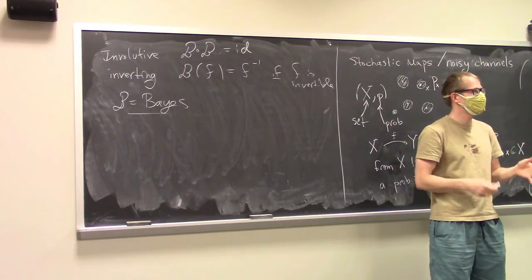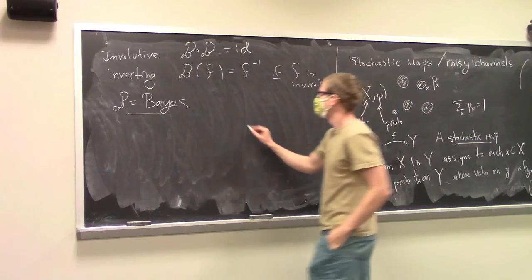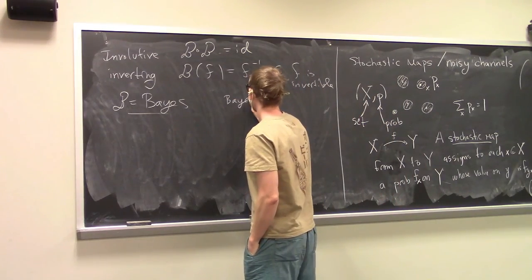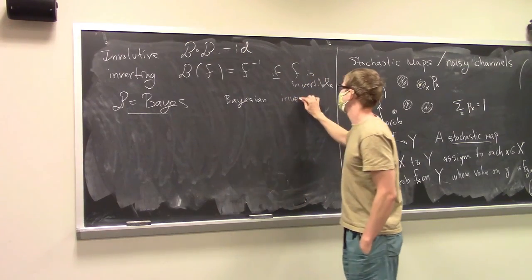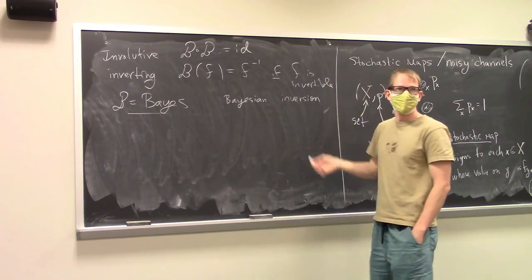So this is what's called Bayesian inversion. That's it. Or Bayesian retrodiction or something like that. It goes by many names. I feel bad now for not being able to guess it.